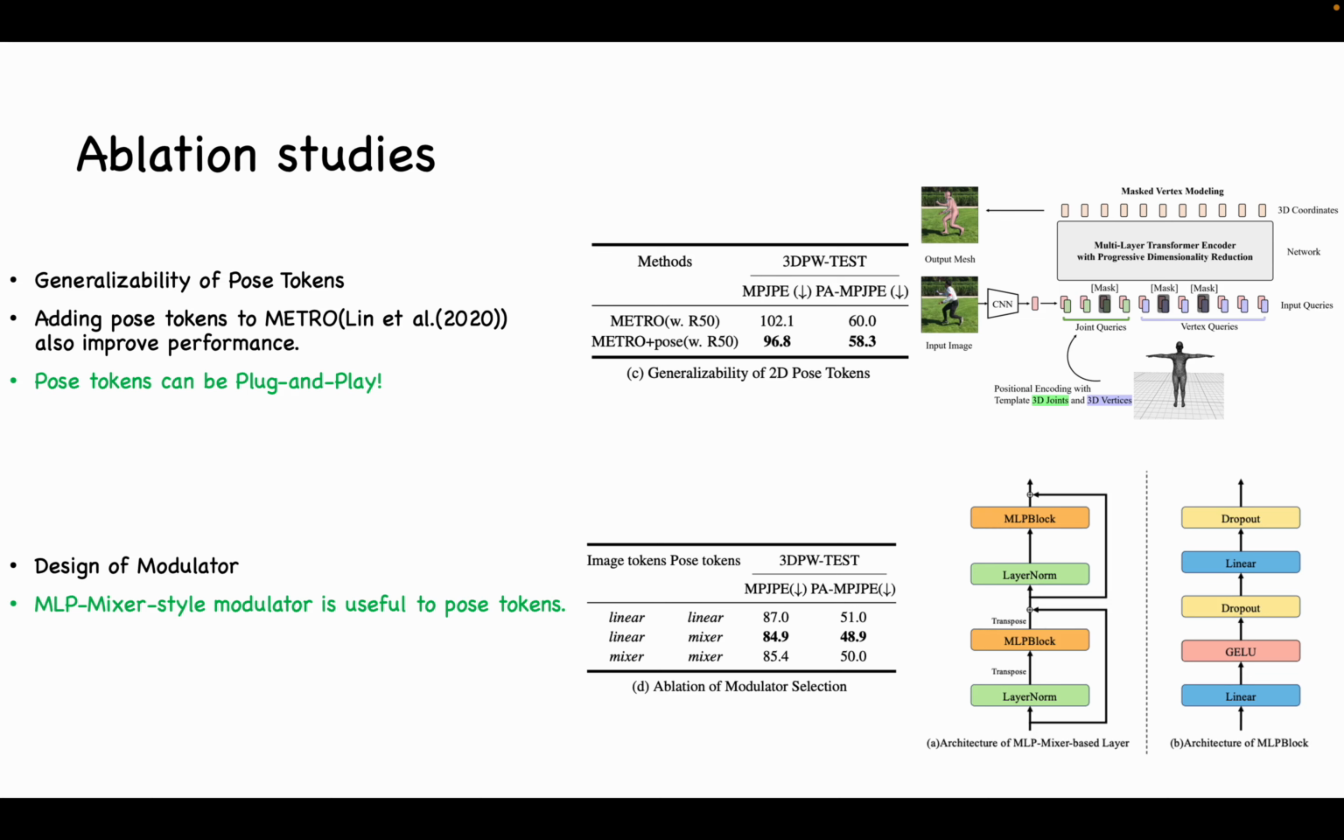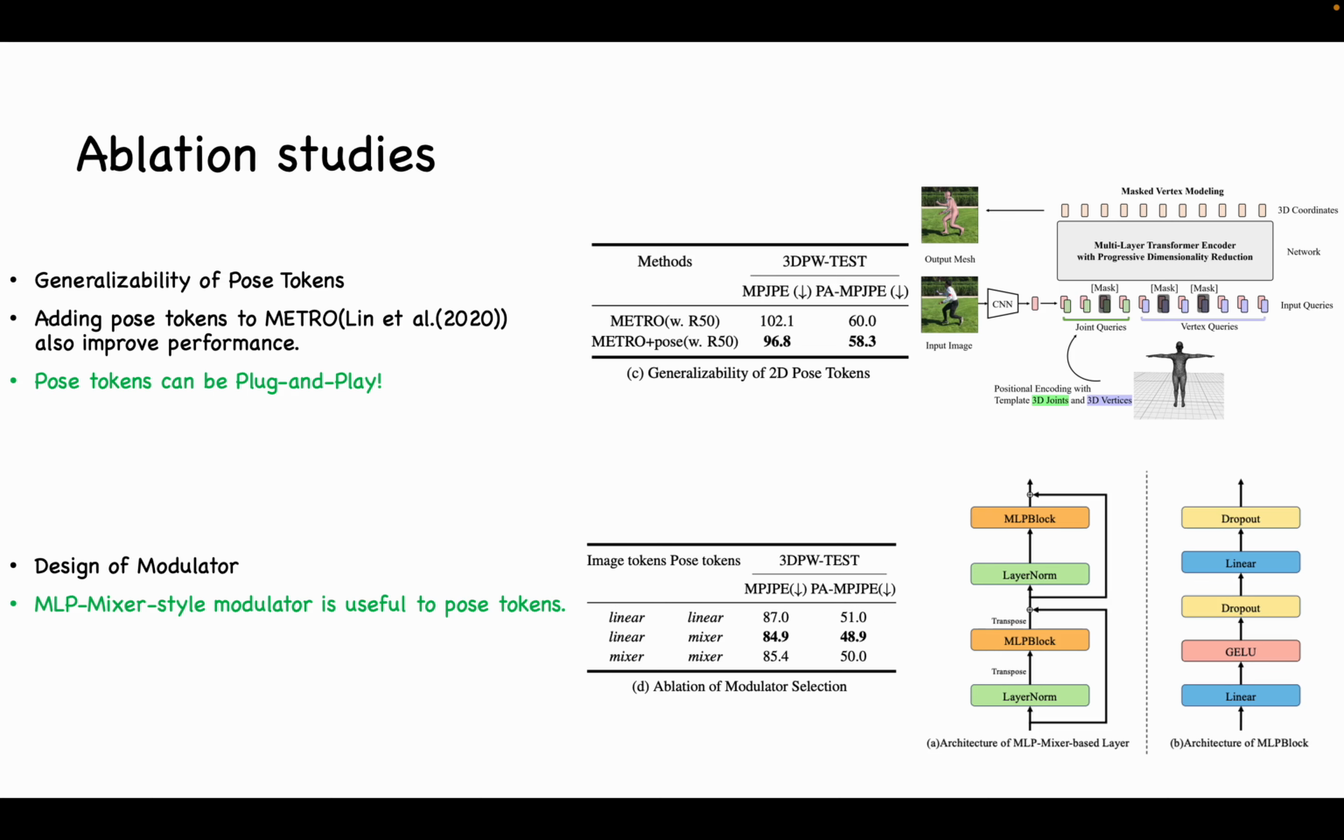Furthermore, we ablate the generalizability of pose tokens. Representing 2D poses as tokens enables us to inject 2D pose knowledge into other architecture on the fly. Here we add 2D pose tokens to Metro by simply concatenating them to the original token sequence of Metro, training both it and the original Metro for 50 epochs. It shows the generalizability of 2D pose tokens, validating their ability to plug and play.